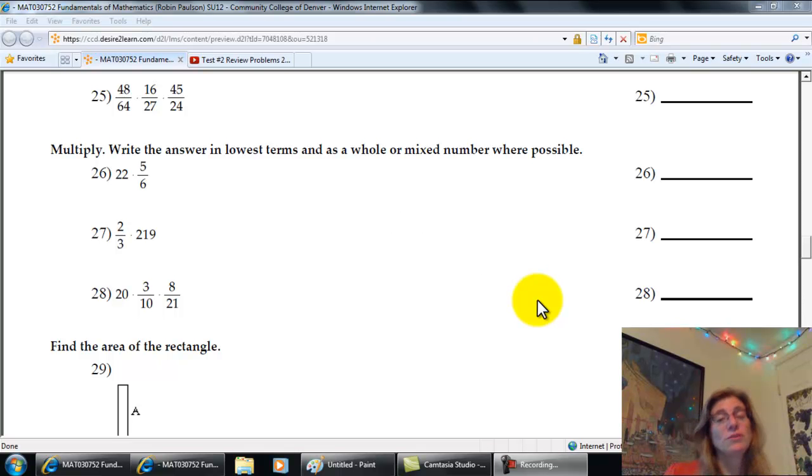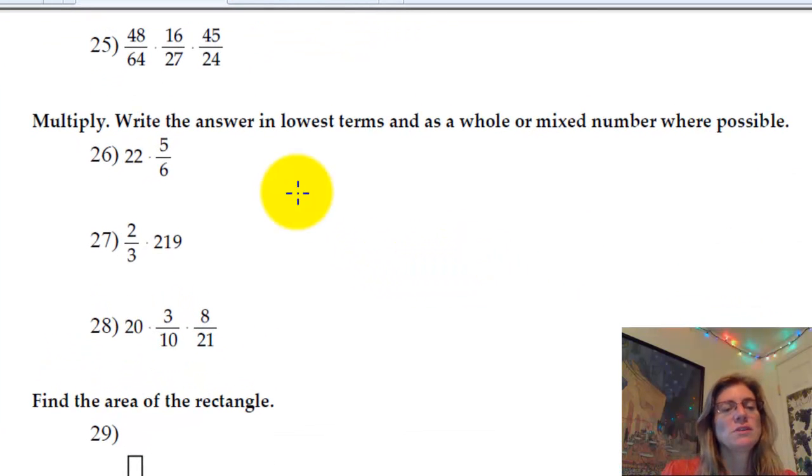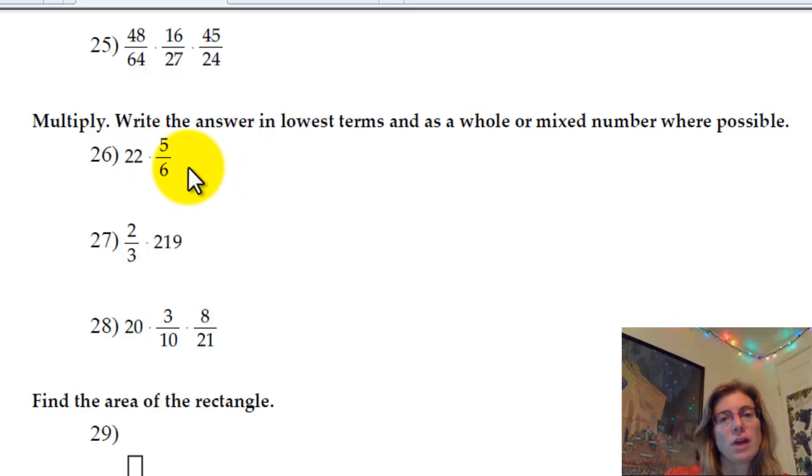This is test 2 review still, and I'm working out answers for 26, 27, and 28 where we're still multiplying fractions, but in this case the fractions are with a whole number, so it's a whole number multiplied by a fraction. And they want the answer written in lowest terms as a whole or mixed number where possible.